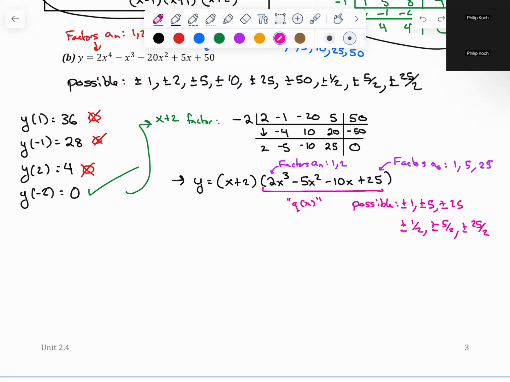Sorry, one other thing that I wanted to mention. So notice that we already checked 1, -1, and 2, right? And we did not get a 0 from those. So I'm going to mention right here, since, well, let's use a different color.